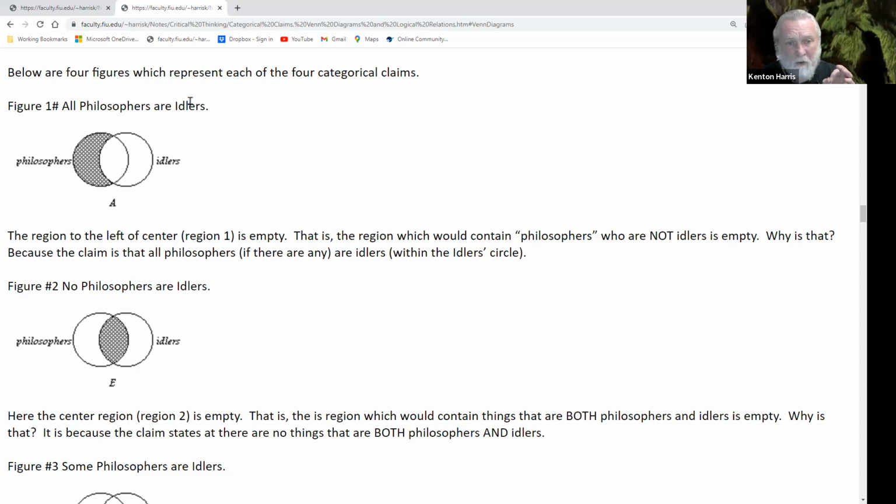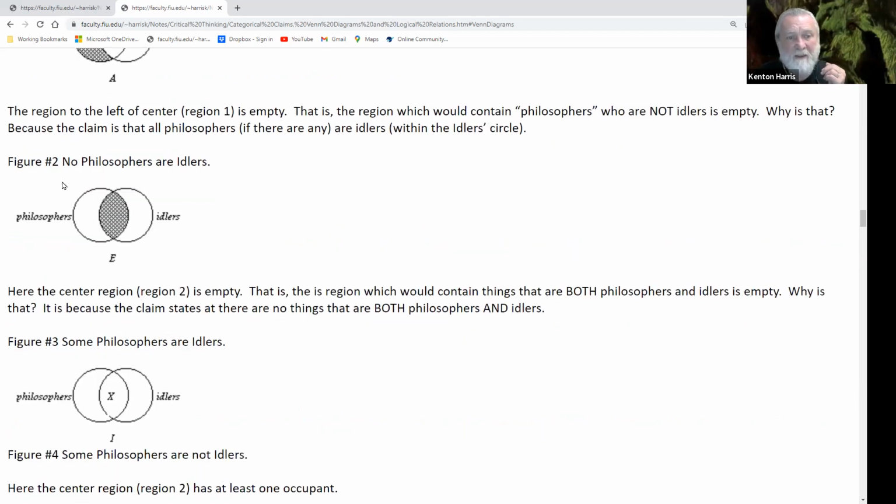Now, if this is all we're given, this doesn't tell us whether there are any philosophers or whether there are any idlers. How do I know that? Well, there's no X. There's no X here, there's no X here. So this A claim, all philosophers are idlers, is simply telling us this region is empty and leaving it as an unanswered question whether these regions are empty or not. We don't know.